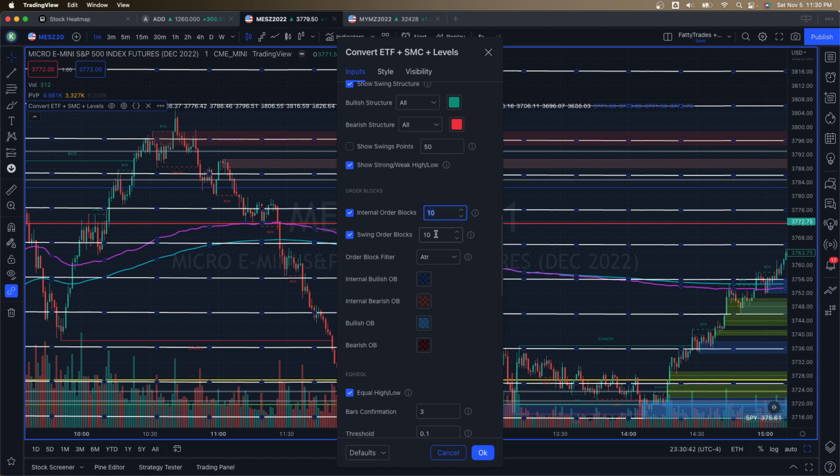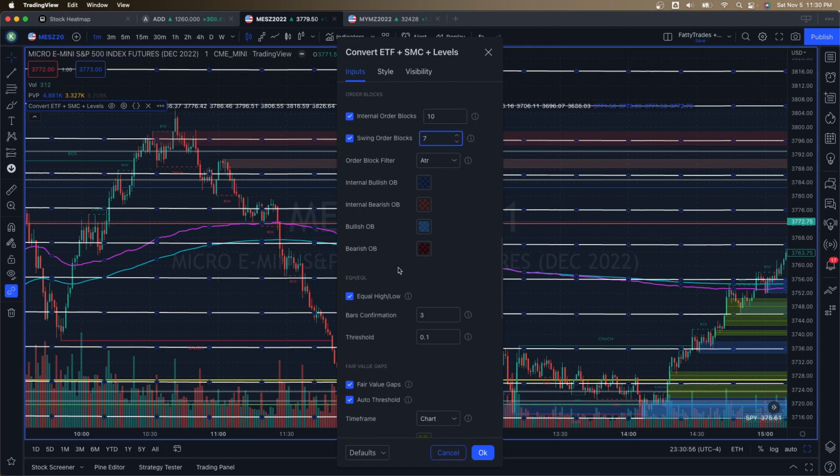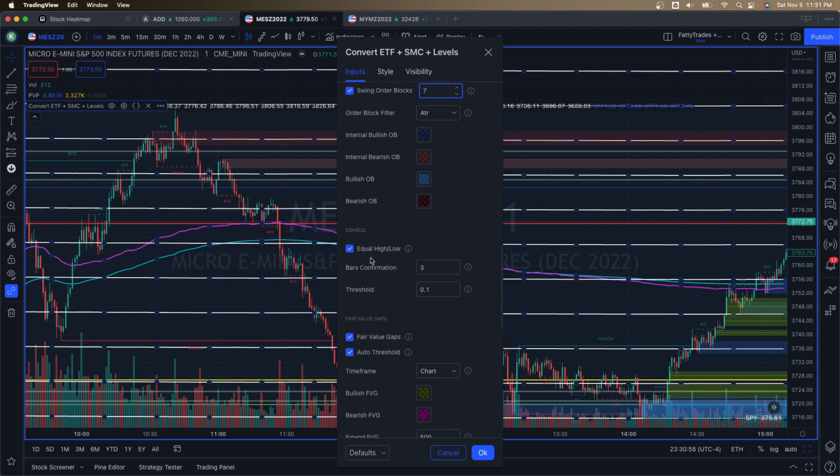So you can see I'm showing 10 order blocks from each. These are the colors. So bullish order blocks are blue, bearish order blocks are red, and then same deal for the internal and swing, blue and red I chose for those colors, which you can certainly change. I do show equal highs and lows which will automatically show on the chart.